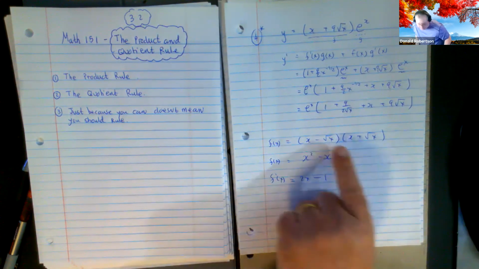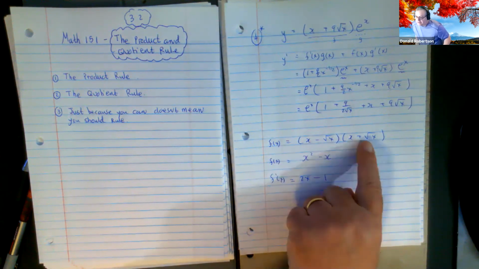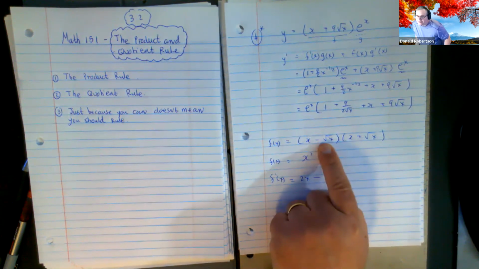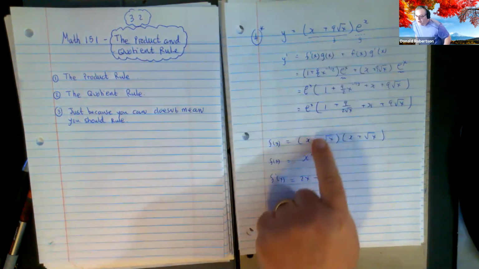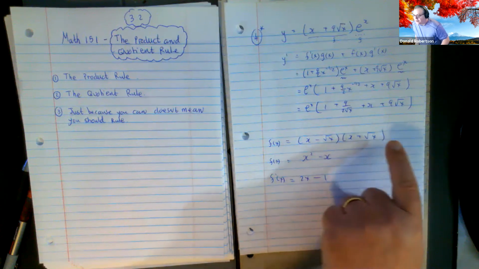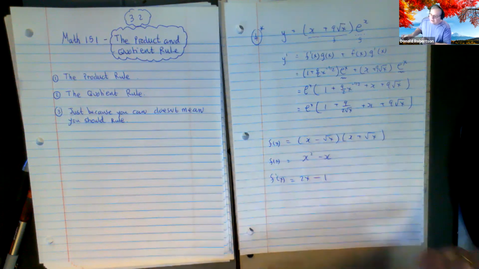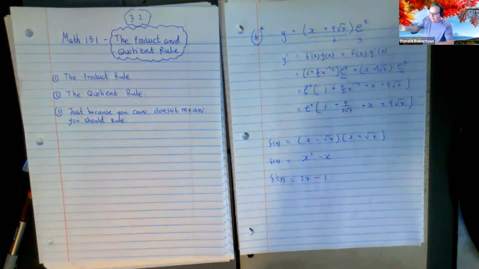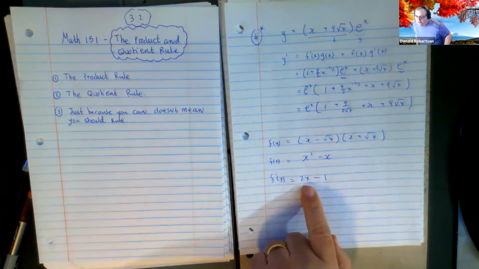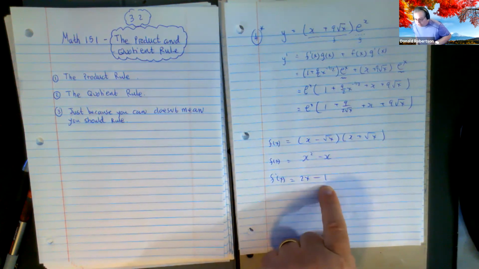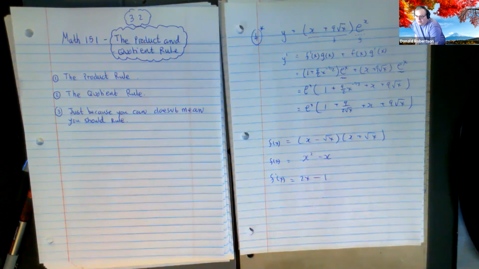Now, if I left it as F times G and did the product rule, I would have got a whole load of ugly terms times another whole load of ugly terms. And then there would have been carnage where everything killed each other off, and all you would end up with was 2x minus 1. You'll still get the right answer, but you would have taken the scenic route.